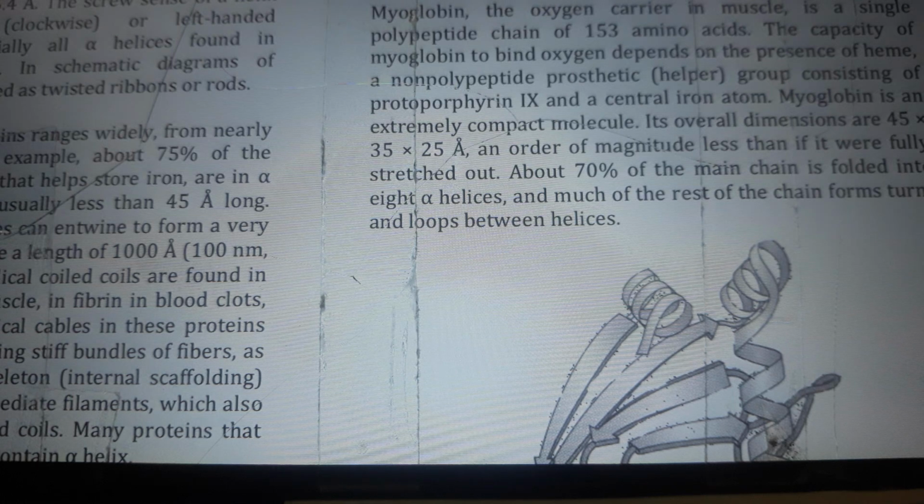Myoglobin is an extremely compact molecule. Its overall dimensions are 45 by 35 by 25 angstrom, an order of magnitude less than if it were fully stretched out. About 70% of the main chain is folded into 8 alpha helices, and much of the rest of the chain forms turns and loops between the helices.